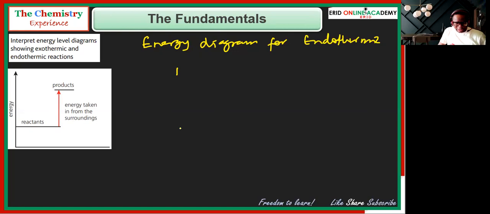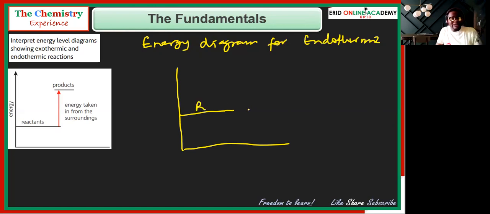Okay, so let's draw our own. You have it like this. Let's say I'm starting with a reactant. Of course, you know reactant, I'll use R. Now, back to your fundamental of endo. We say an endothermic reaction does what? Absorb what?